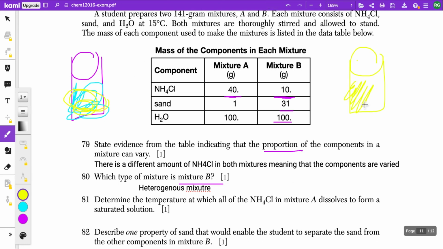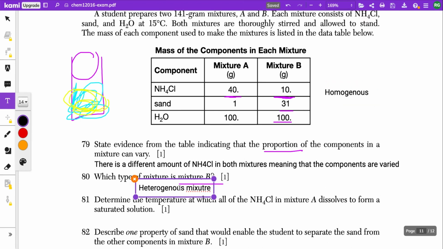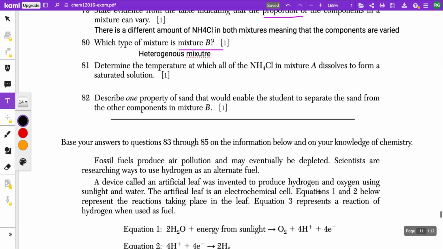If you only have 1 layer in your mixture, it's a... why is my pronunciation so bad? That's homogeneous mixture. Homogeneous. So let me just write out the other mixture's name. So you have heterogeneous, and you have homogeneous.